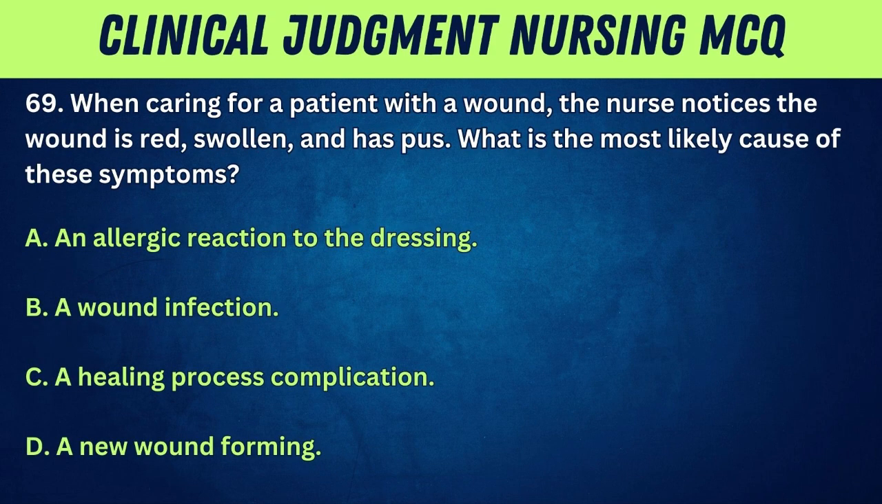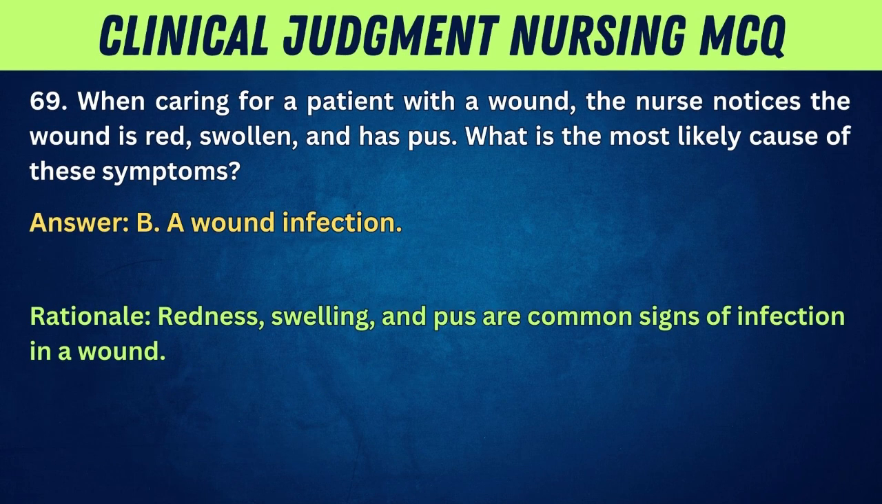69. When caring for a patient with a wound, the nurse notices the wound is red, swollen, and has pus. What is the most likely cause of these symptoms? A. An allergic reaction to the dressing. B. A wound infection. C. A healing process complication. D. A new wound forming. Answer. B. A wound infection. Rationale. Redness, swelling, and pus are common signs of infection in a wound.